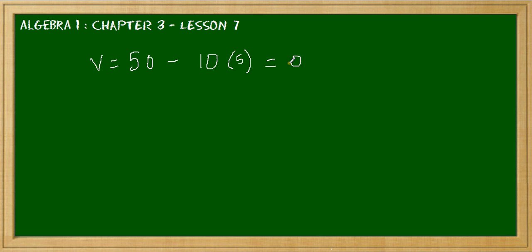So what does that mean? We know that at 2 seconds, the velocity would have been 50 - 10 times 2, which is 20, so 30. Velocity would have been 30, but at this point, it's at 0. And what happens with C? Well, v = 50 - 10 times 7, which is 70, and 50 - 70 yields a negative result, negative 20.